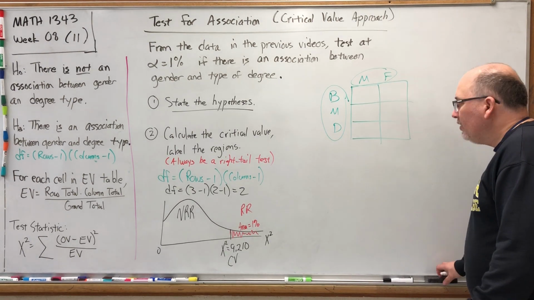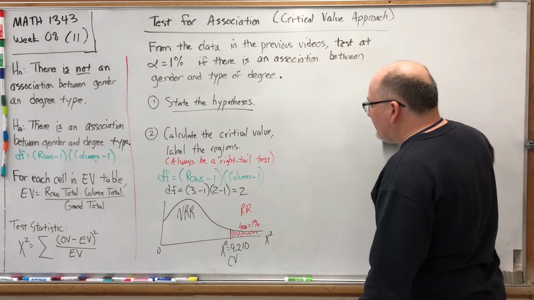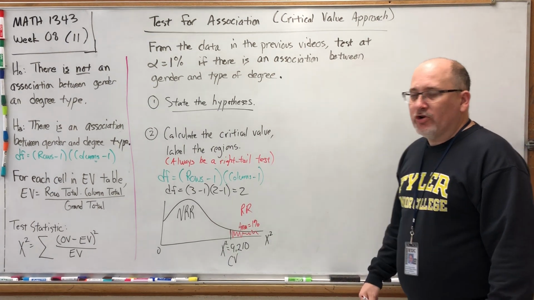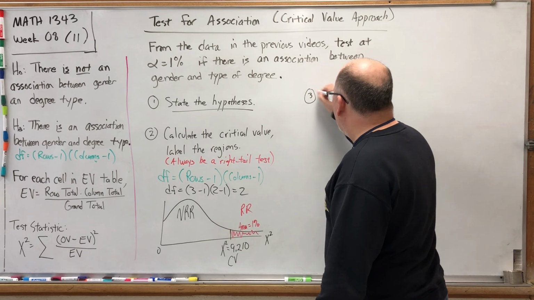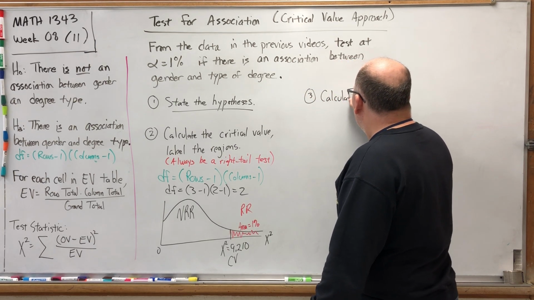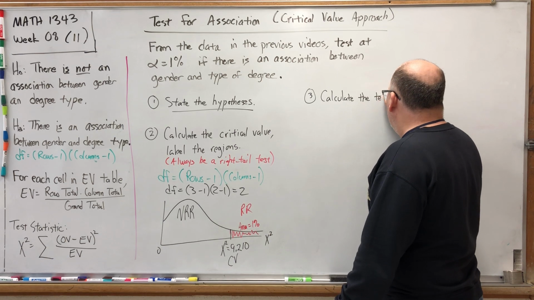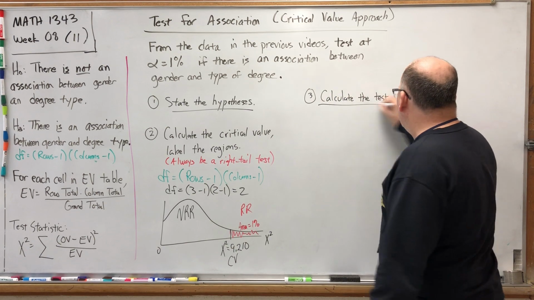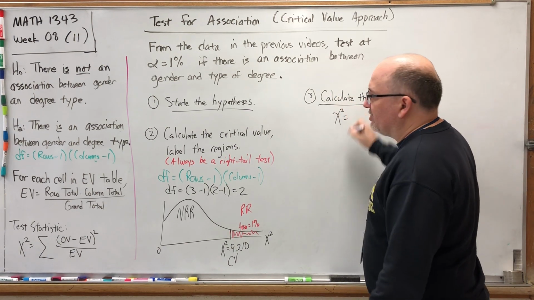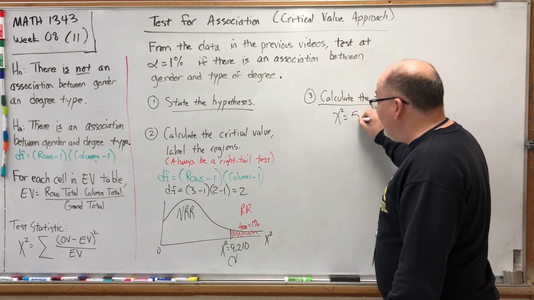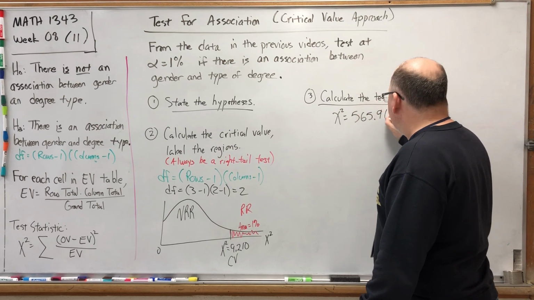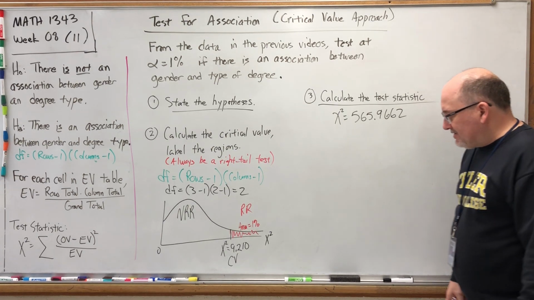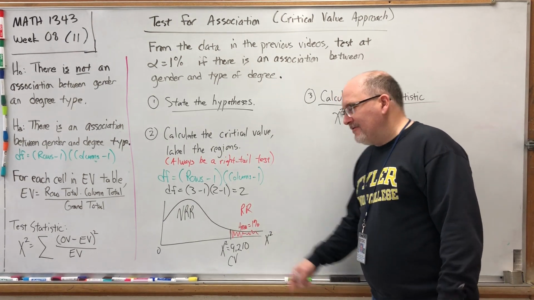All right, so step 2 is the same as it's always been. Calculate the critical value or look it up and use it to label the regions in your curve. Step 3 is to calculate the test statistic. And we've already done that. In the previous video, we got a test statistic of chi-squared equals a whopping 565.9662. Yeah, that's just a little bit larger than this critical value.